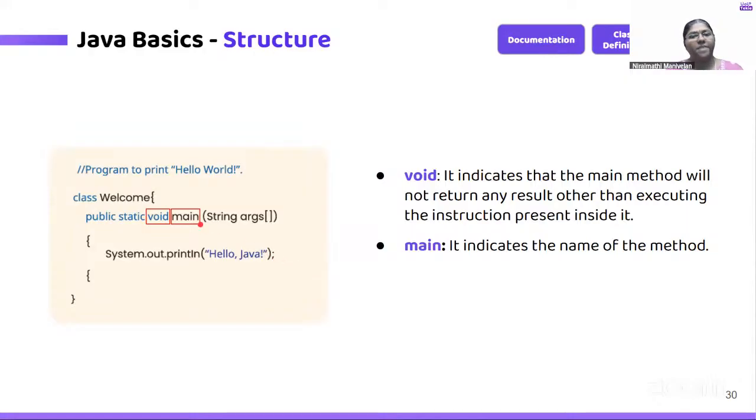And main is nothing but the name of the method. You can give any name. Instead of main, you can give even chicken, mutton also. That is the name of the method. So this is the basic structure of a Java program.